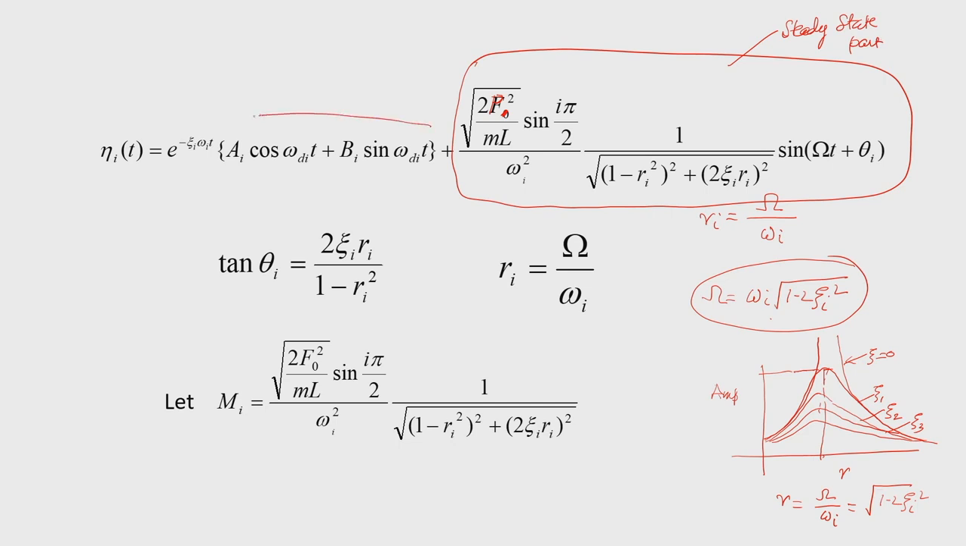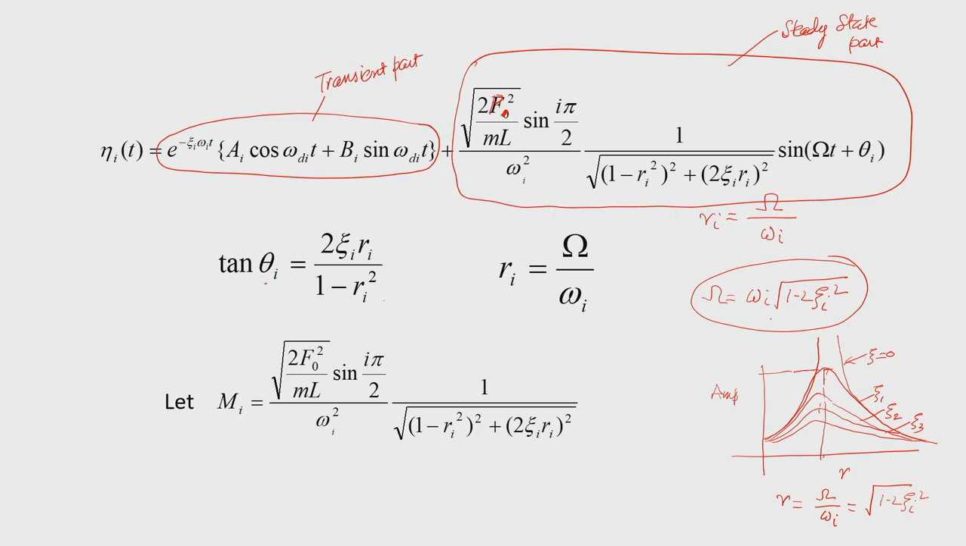And this is what is the transient part. Now you can see the steady state part is also a harmonic function. Here you can see that this harmonic function again contains this phase angle. So phase angle is the important feature of the damped system, and this is given as tan theta i equal to 2 xi i r i divided by 1 minus r i square. So this is what is known as phase angle. Okay. So that you should know.